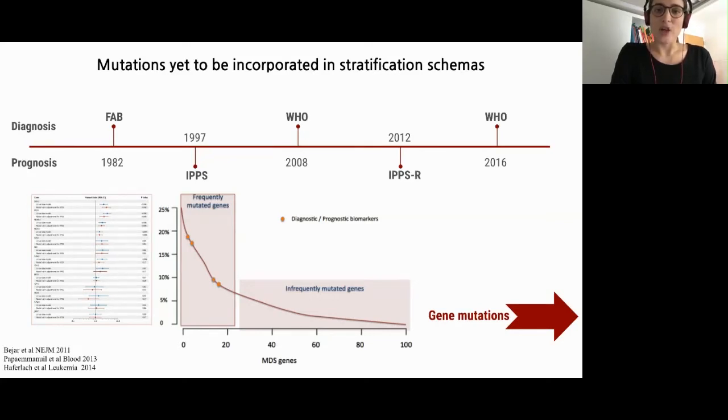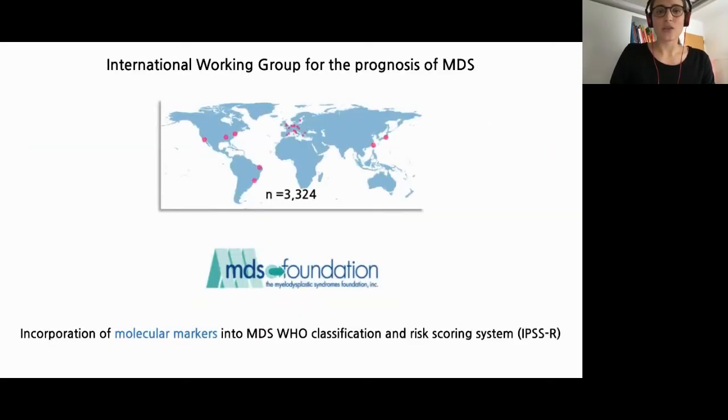This has challenged the incorporation of gene mutation into formal diagnostic and prognosis schema for MDS. So, to formally incorporate gene mutations into classification and risk stratification, we're leading at MSK the International Working Group for the Prognosis of MDS. This is under the aegis of the MDS Foundation, where we're analyzing 3,300 or so MDS samples from all over the world, with the main goal to incorporate molecular markers into MDS classification and risk scoring system.